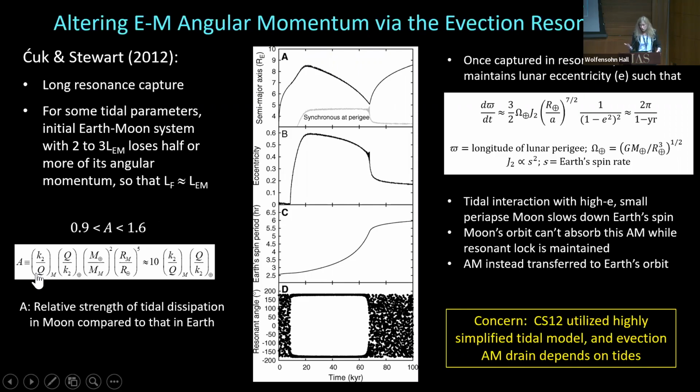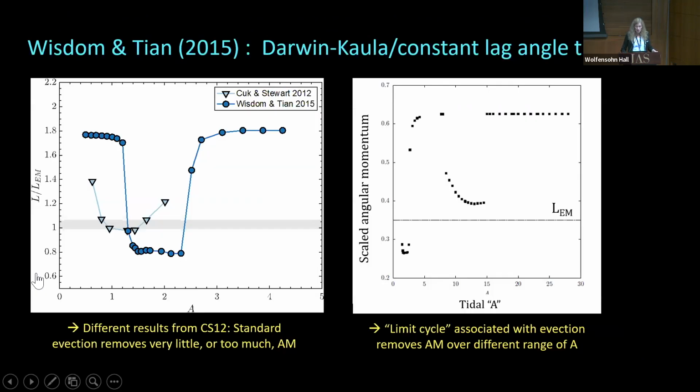So immediately after this paper came out, a very high impact paper, one of the initial concerns raised was that the tidal model used in these simulations was not a standard one. It was very simplified. And we know that the angular momentum drain associated with evection depends on the tidal model. So Wisdom and Tian, this was their first paper, they also had Tian et al. in 2017, implemented a full constant lag angle tidal model, the Darwin-Kaula model.